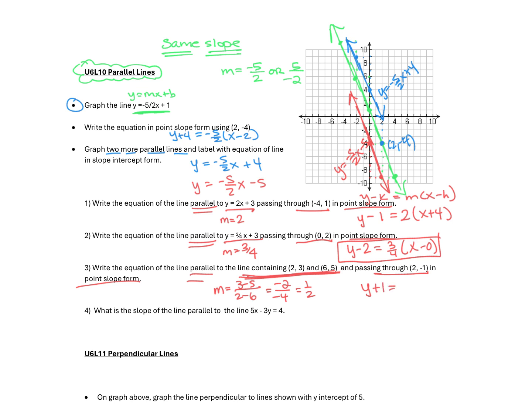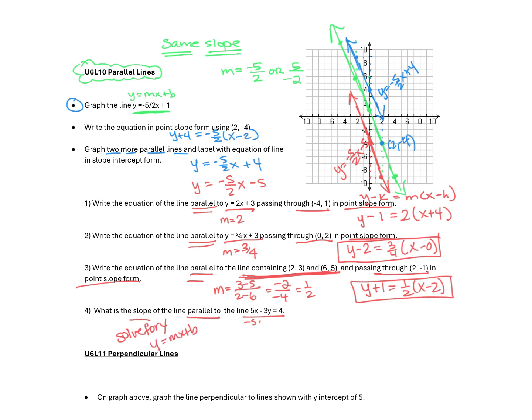+1 equals my slope times x minus my x. This would be my answer. What is the slope of the line parallel to this line? Well, if I want to know my slope, that means I need to solve for y. I'd like the y equals mx plus b form.